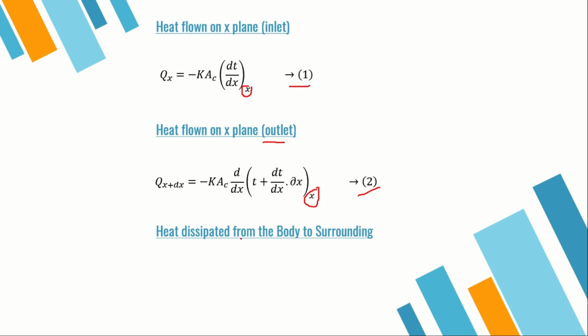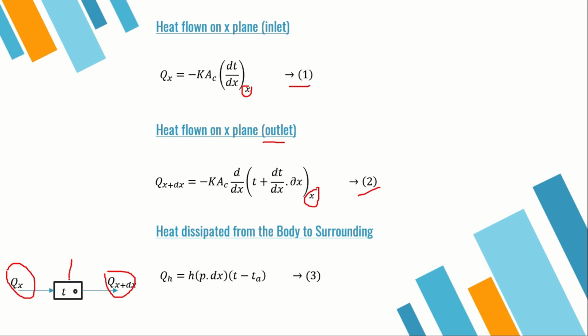Now the heat dissipated from the body to the surroundings, that we have discussed in the temperature profile curve. Qx here represents the heat flow into the system and the heat flow out of the system, and QH here represents the heat dissipated to the surroundings, that we have lost, that we have transferred from the body to the surroundings, that is QH is equal to h P dx (T minus Ta), that is the difference in the temperature.